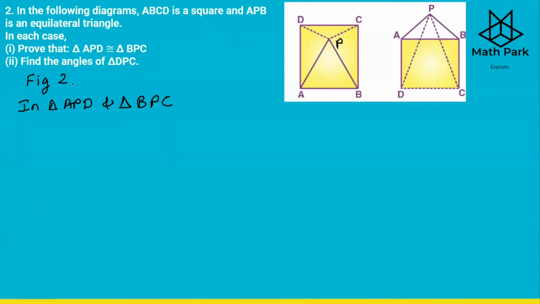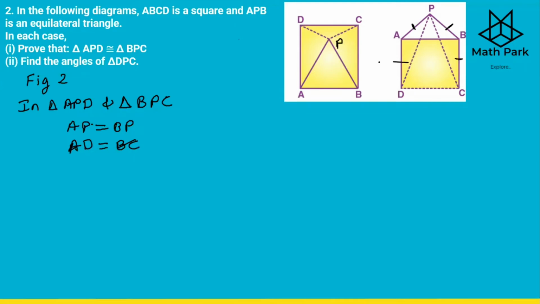Got it? For figure 2, let us start proving triangle APD and BPC congruent. In this triangle APD and BPC, we have AP is equal to BP because this is an equilateral triangle. The second thing, we have again AD is equal to BC because again this is a square. So you get AD is equal to BC with the same reasons as we did in the previous part.